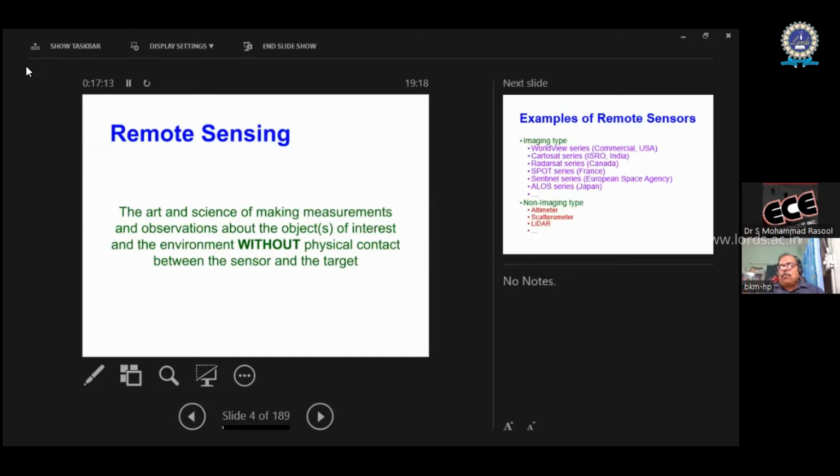Okay. Throughout the world, there are ground stations. And for every satellite, there will be certain identified ground stations which can receive the data. And after suitable processing, they are disseminated to the user community.